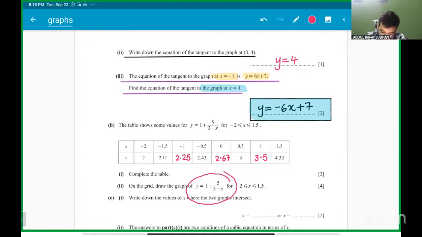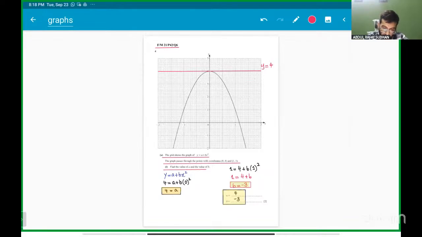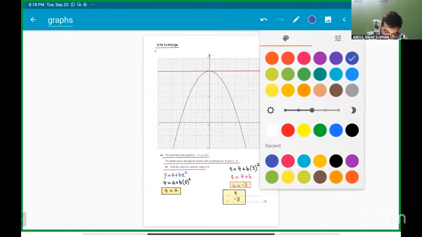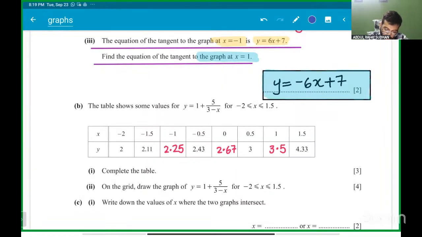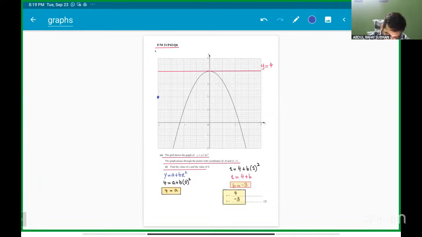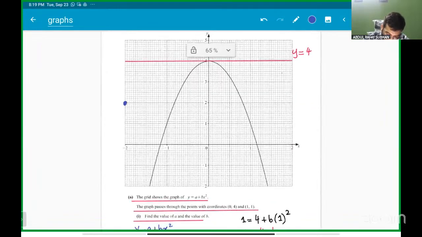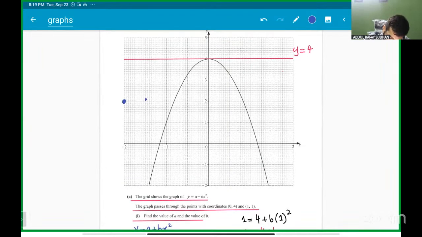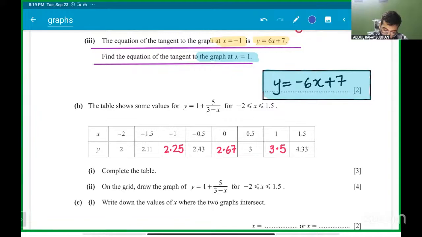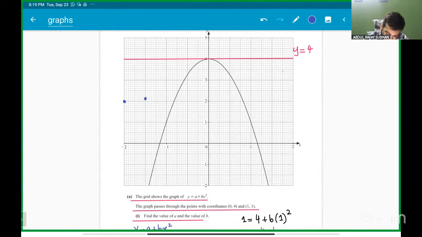Once you are done with this, we have to sketch it from -2 till 1.5 and we get 4 marks for that as well. So at -2 it will be 2. And we can have at -1.5 the value 2.11. So at -1.5, this is -1.5 and it will be 2.11. And then next is at -1, which is 2.25, somewhere here.